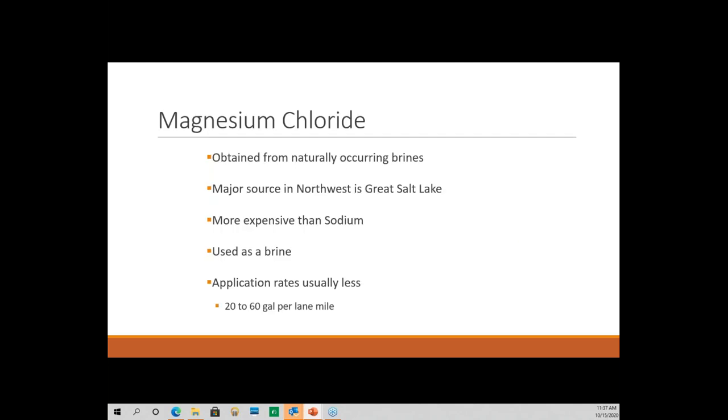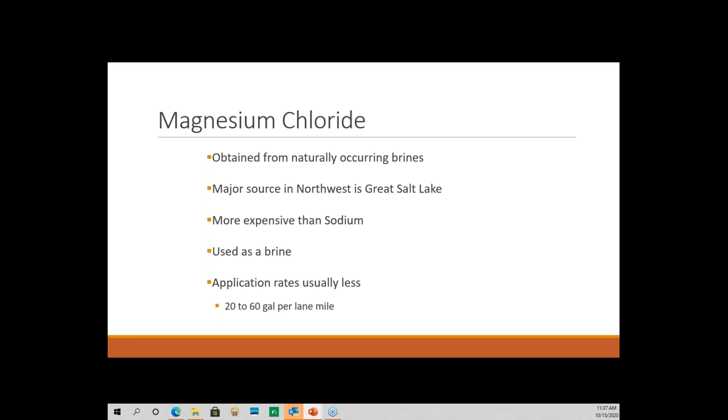Magnesium chloride generally is obtained naturally. It's a naturally occurring brine. One of the major sources for magnesium chloride comes up out of the Great Salt Lake. It's a byproduct in the Great Salt Lake. What Morton Salt Company and Compass Chemical are actually after, their primary product that they're looking for, is potash. They get a lot of potash.